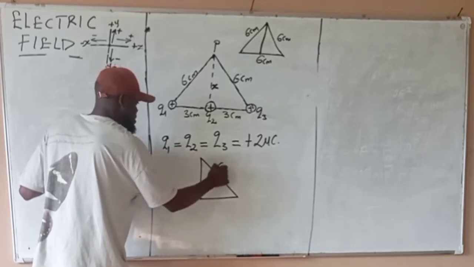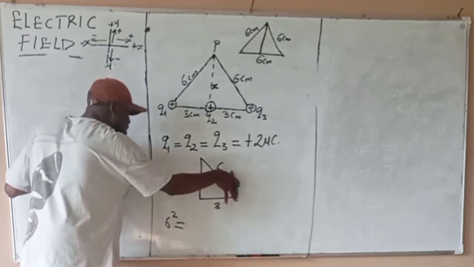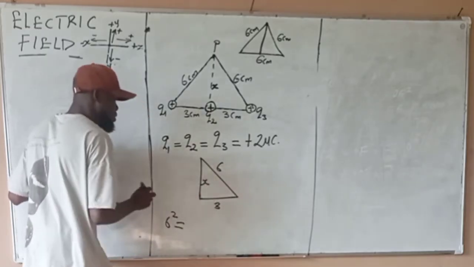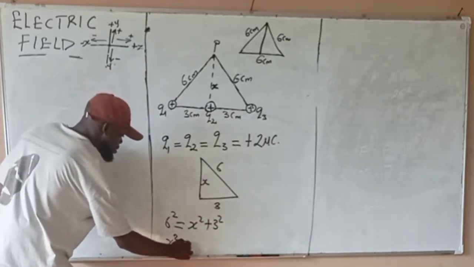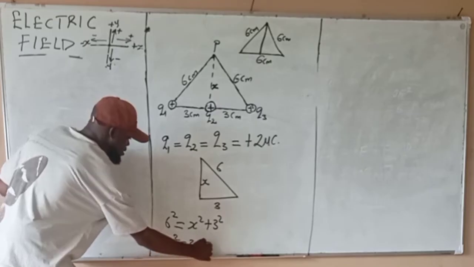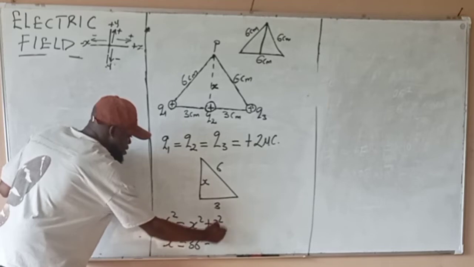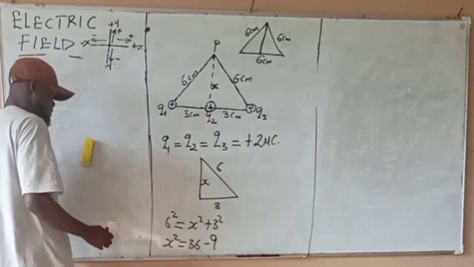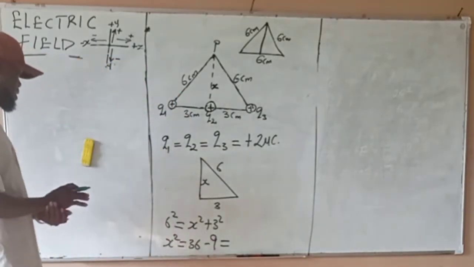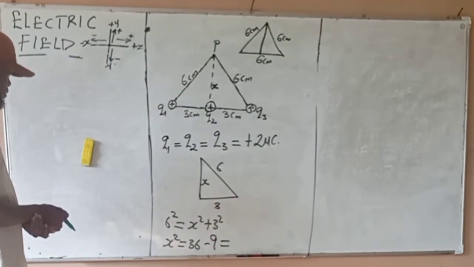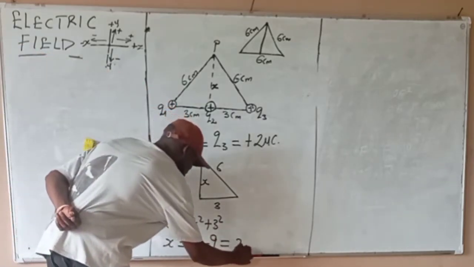So this one is x, this one is 6, and this one is 3. Then c squared, the square of the hypotenuse, must be equal to the sum of the squares of the other two sides. It must be equal to x squared plus 3 squared. That is, x squared will be equal to c squared, which is 36, minus 3 squared. If this plus 3 crosses the equal sign, it changes to minus 3. Then 36 minus 9, what are you going to have? I think I'm going to have 27.